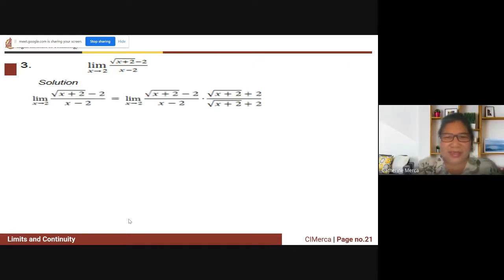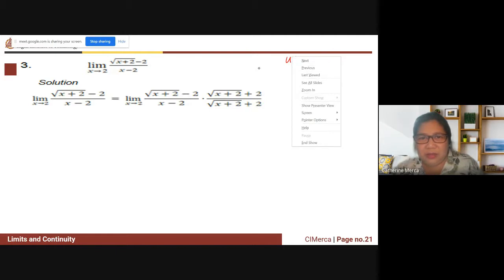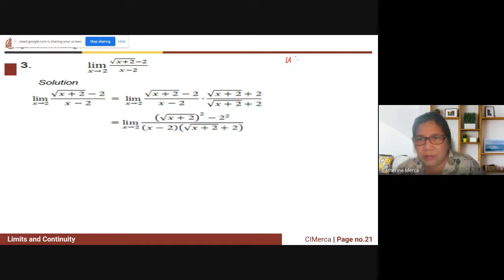So you already have an idea that you have to multiply it by 1 so that you do not change the problem. But this one is actually from what formula? You made use of the formula. Our formula this time is U squared minus V squared equals U minus V times U plus V. This is the formula that you made use of.